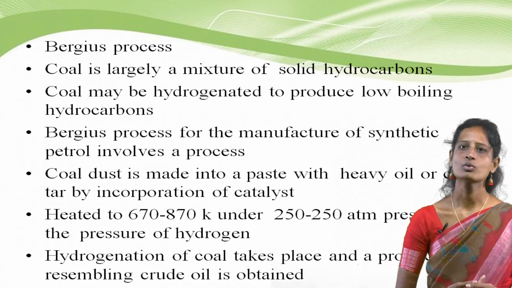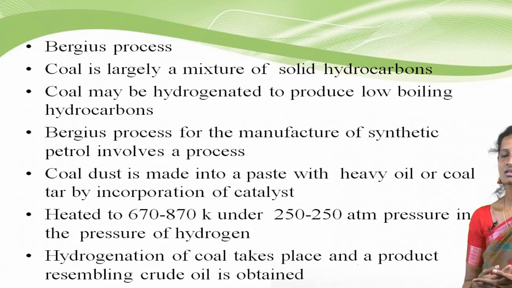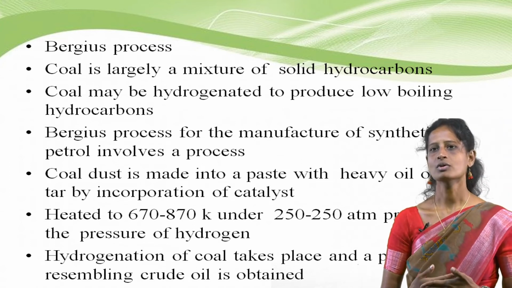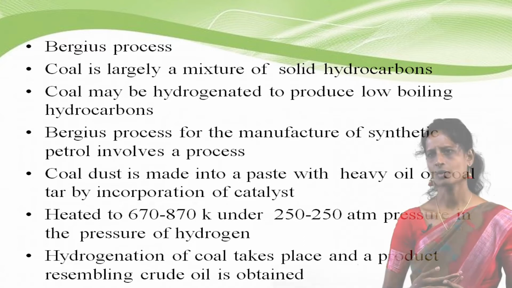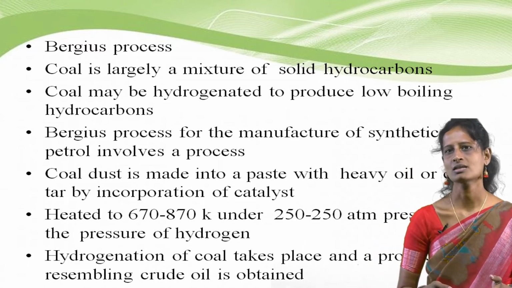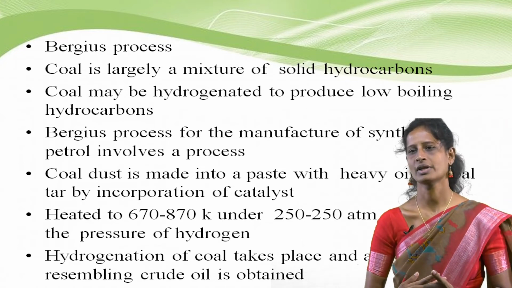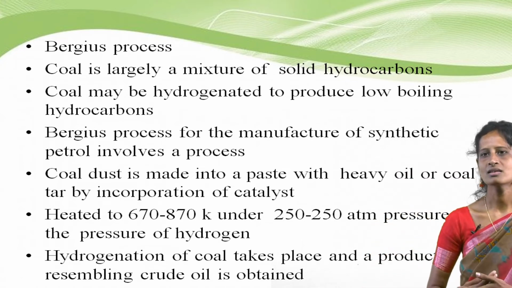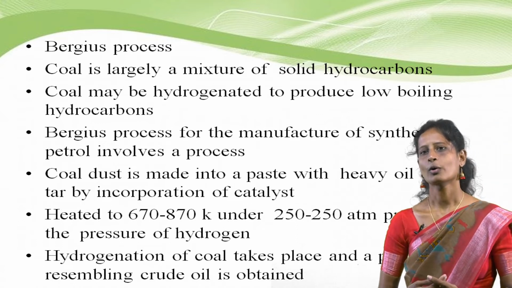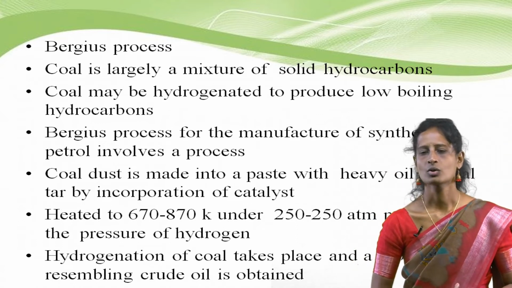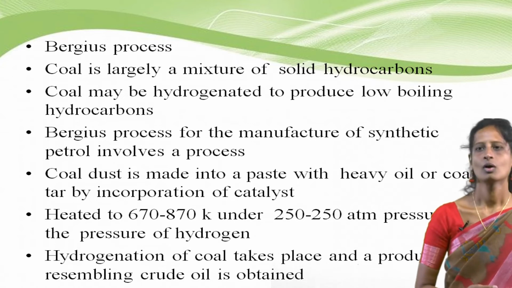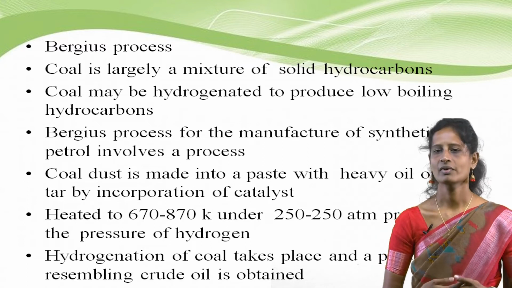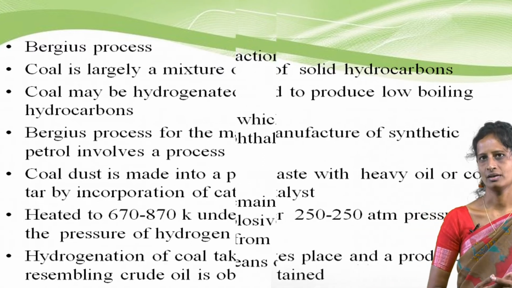Next, we apply heat at 670 to 870 Kelvin. We have to maintain the heat up to 870 Kelvin under 200 to 250 atmospheric pressure. Low pressure is not needed; this is the pressure we need for the Bergius process, 200 to 250. Next, hydrogenation of coal takes place and a product resembling crude oil is obtained. So in all these processes, whether hydrogenation of coal or otherwise, we use hydrogenation and crude oil is obtained.